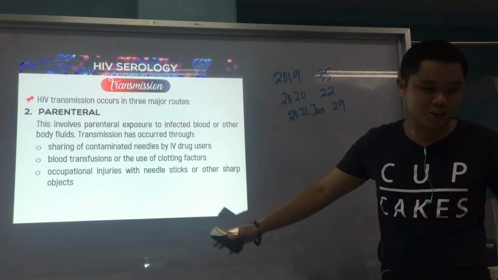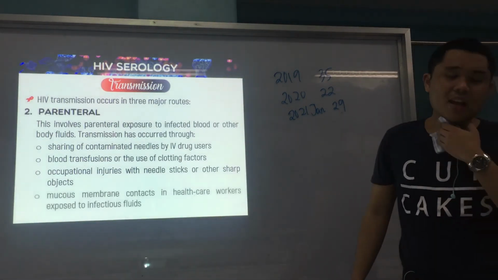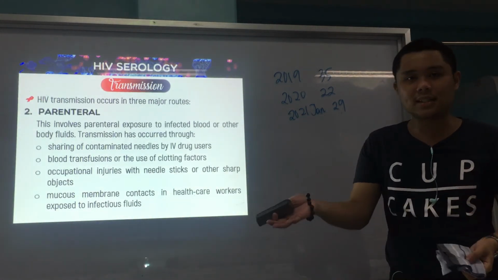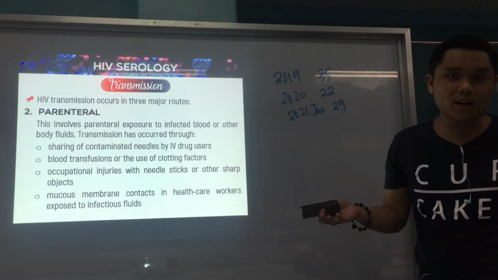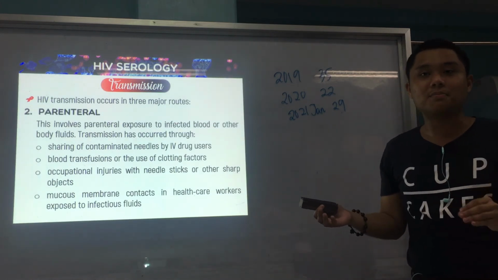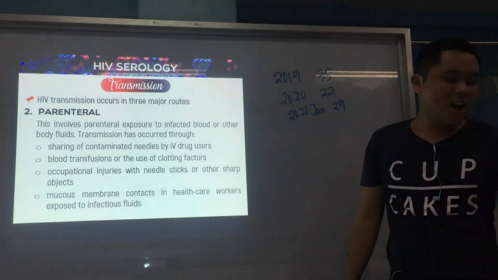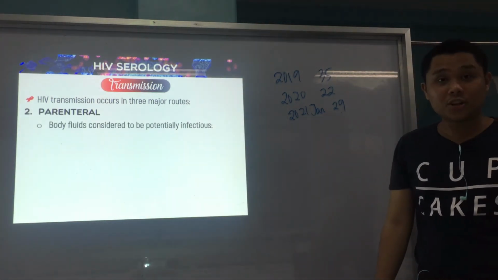So again, occupational injuries, and mucous membrane contacts in healthcare workers exposed to infectious fluids. We're very much exposed to a lot of infectious fluids, so we could always be prone to these. Now, body fluids considered to be potentially infectious.